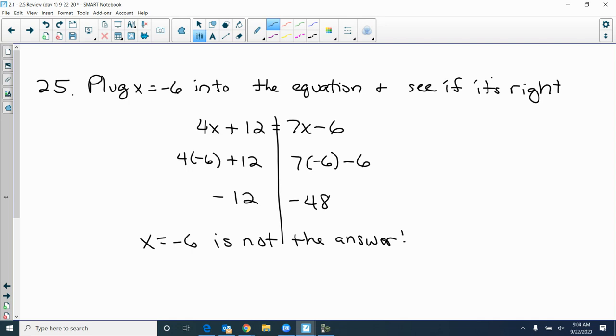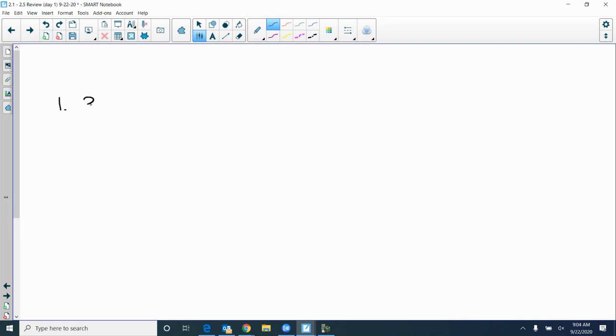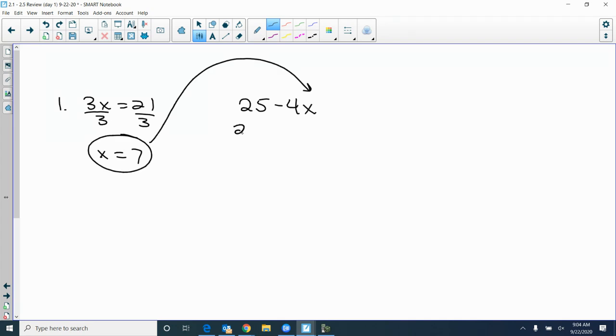Number 1, first thing you need to do is solve for x. So 3x equals 21. Solve for x by dividing by 3. You get x equals 7, but what does it want to know? It wants to know the value of 25 minus 4x. Take that 7 and plug it in for x. And your final answer should be -3.